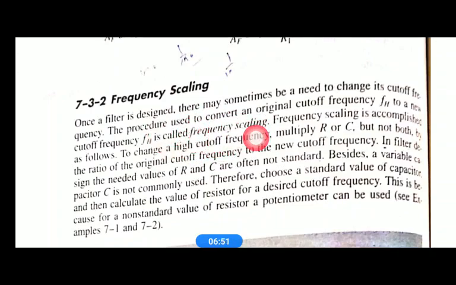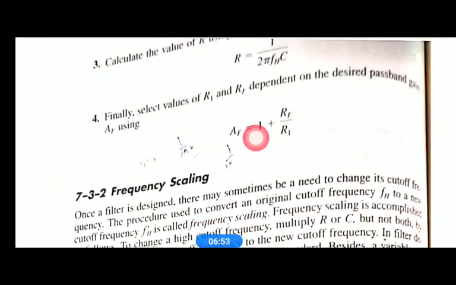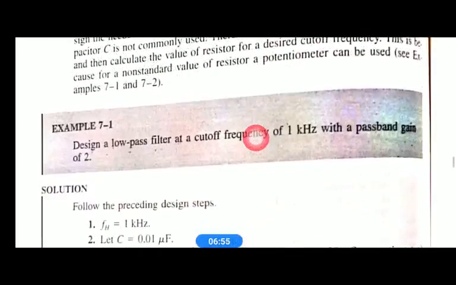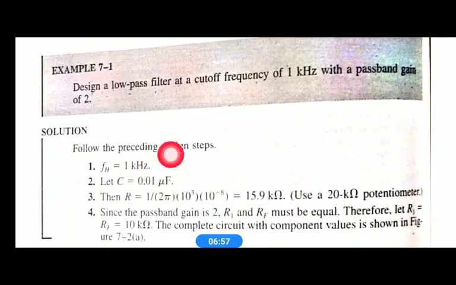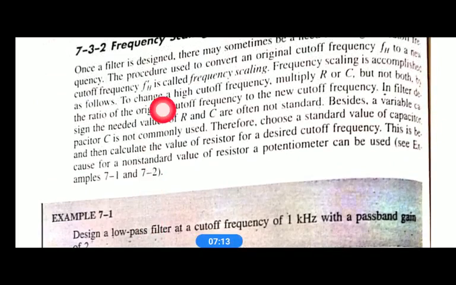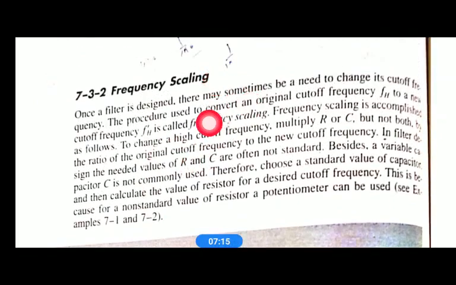For example, you design the previous circuit, which we designed for FH equal to 1 kilohertz. If you want to design this for FH equal to 10 kilohertz, or 1.6 kilohertz, 1.5 kilohertz, or 20 kilohertz, you need to follow some procedure. That procedure we call frequency scaling.